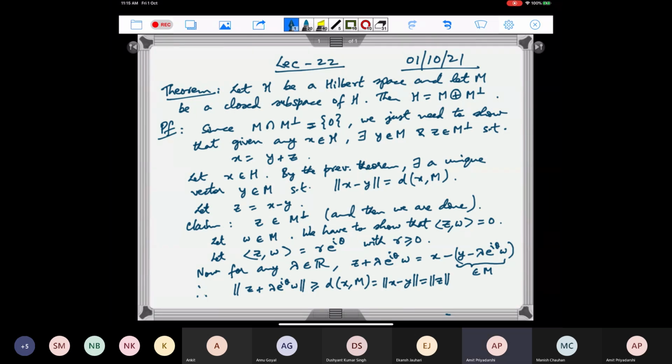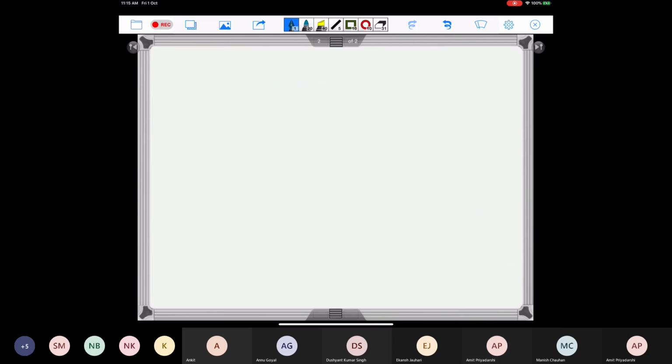And this is true even if lambda is a complex number, if it is a complex Hilbert space. But we will make use of the fact that this is true for every lambda in R. So now if I square this, it implies mod z squared is less than or equal to the norm of z plus lambda e to the i theta w, squared.